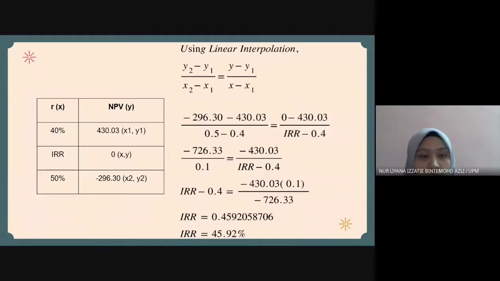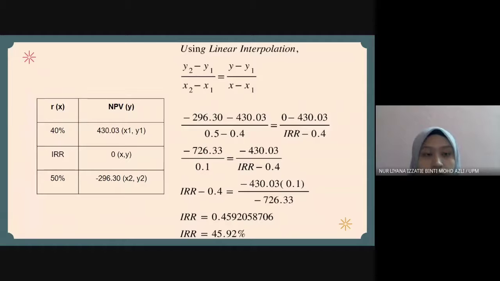So before that, I will explain what x1, x2, y1 and y2 are. For the rate of 40%, it is x1, and the NPV value for 40% is y1. IRR is x, and the NPV for IRR is 0, which is y. For 50%, it is x2, and the NPV value for 50% is y2.